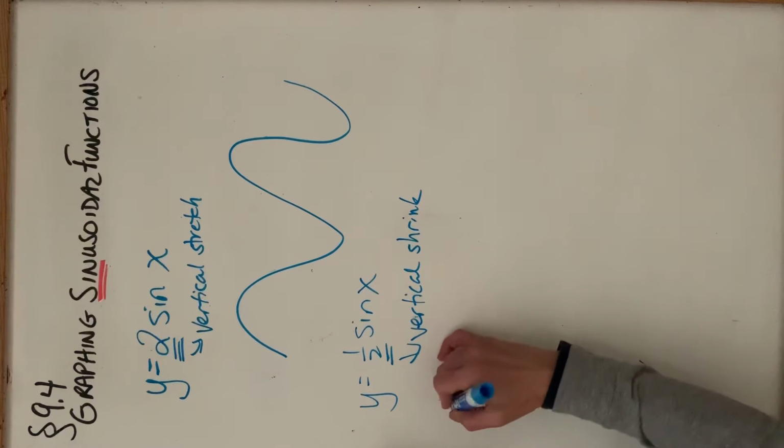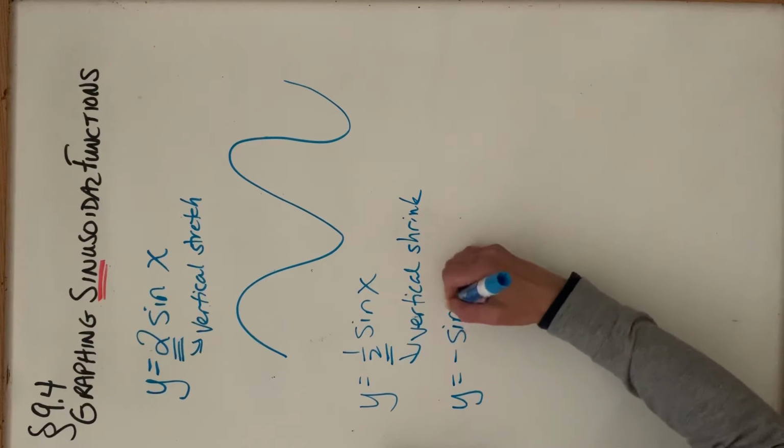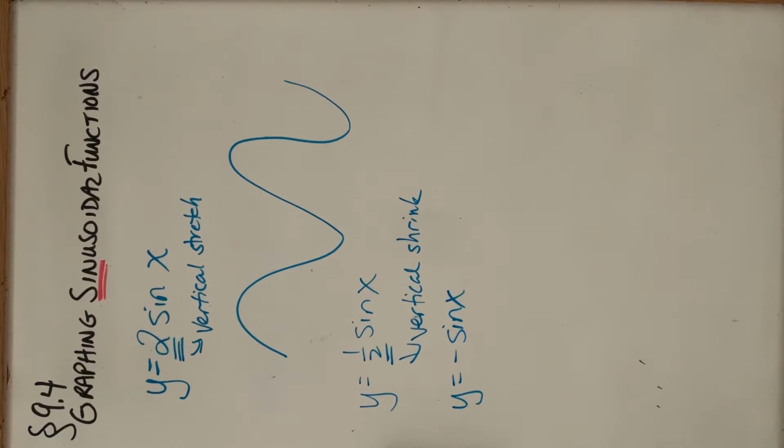What if we were to put a negative in front? Does that affect the amplitude?